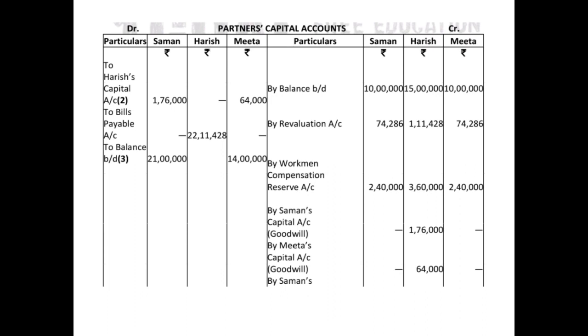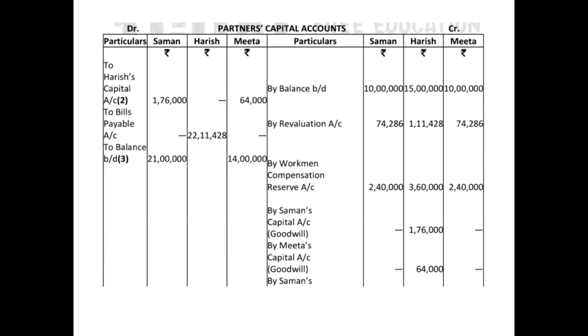Since there was a WCR or workmen compensation reserve in this question for which no claim was there, the entire reserve will be distributed among all the partners in the old ratio, since it is a retirement chapter. So we have given them on the credit side the workmen compensation reserve: by workmen compensation reserve 2,40,000 to Saman, 3,60,000 to Harish and 2,40,000 to Meeta.